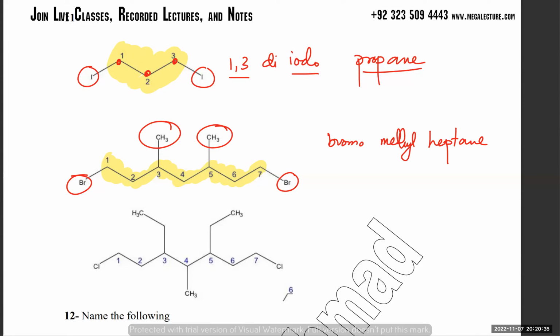जगह खत्म हो गई, एक second. ब्रोमो को आगे पुश कर देते हैं. अच्छा, and it's dibromo and it's dimethyl, दोनों दो हैं. And what are the positions? The bromo are at 1 and 7, and the methyls are at 3 and 5. Is this clear?